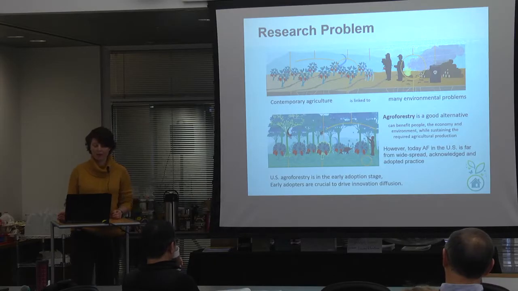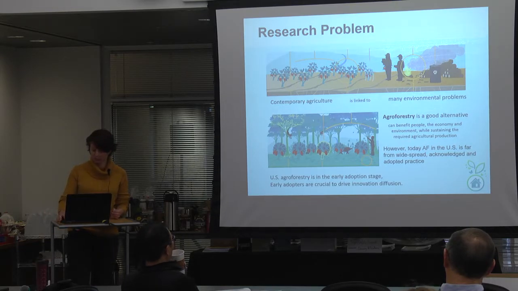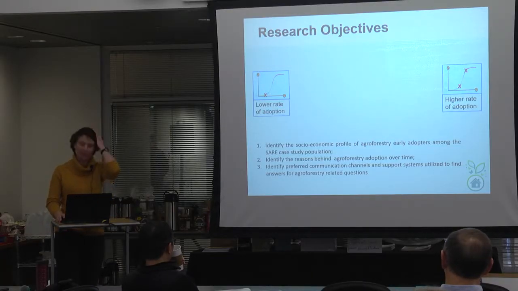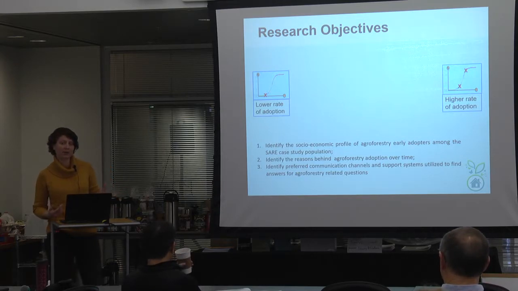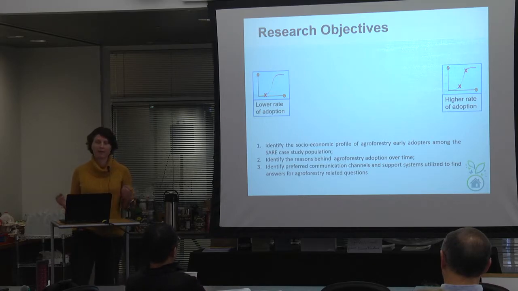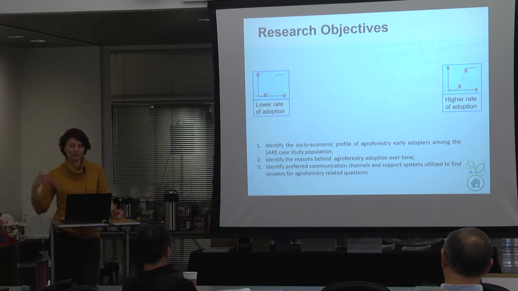However, agroforestry is not widely adopted in the United States yet, and not as recognized as it could be. So it's somewhere on early adoption stage, and a group of people who are early adopters are crucial to drive innovation diffusion. So how do we get from a low adoption rate to a higher adoption rate? It's to increase the number of early adopters who in turn can share their experience, lessons learned, and practices on the ground to other people around, leading that diffusion.